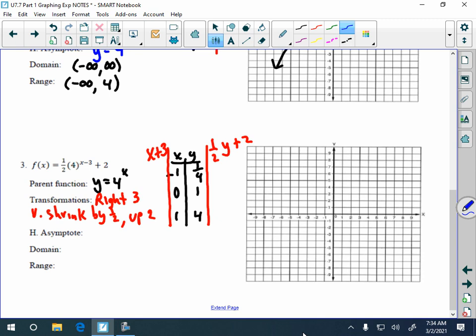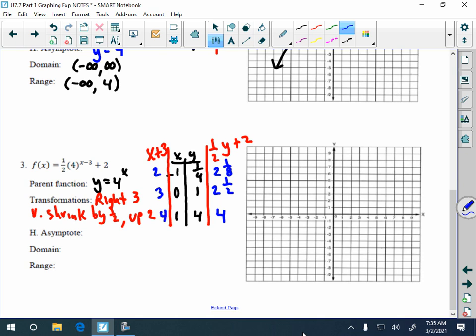All right, so 1/4 times 1/2 is 1/8, and then 1/8 plus 2 is 2 and 1/8. Let's see, y. So plugging 1 in, 1/2 times 1 is 1/2, plus 2 is 2.5. And plugging 4 in, 1/2 times 4 is 2, plus 2 is 4. Let's get our x values. Negative 1 plus 3 is 2. 0 plus 3 is 3. 1 plus 3 is 4.